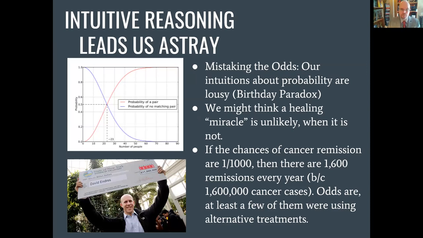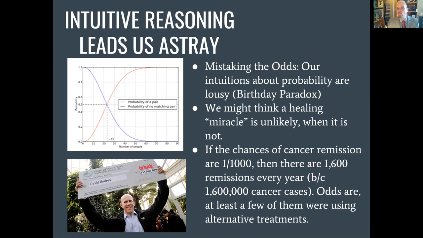This is one of my favorites. Intuitive reasoning leads us astray in the sense that we are really bad at judging what the odds are. We cannot intuitively gauge what the probability of certain things actually are. Our intuitions about probability are notoriously bad. My favorite example of this is the birthday paradox. If we have 23 people in a room, what are the chances that two of them share a birthday?